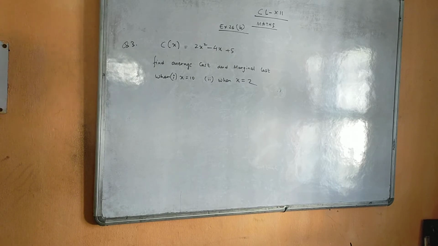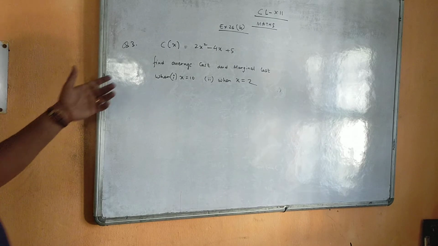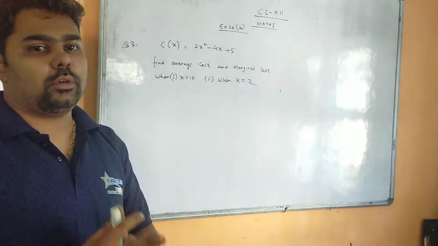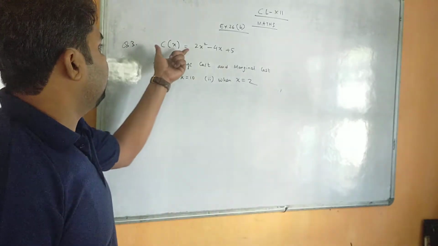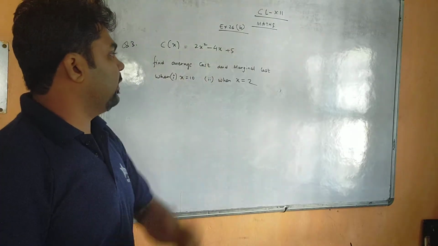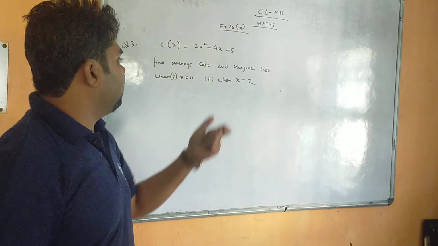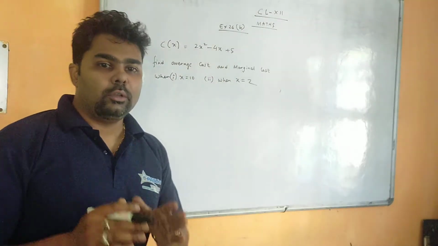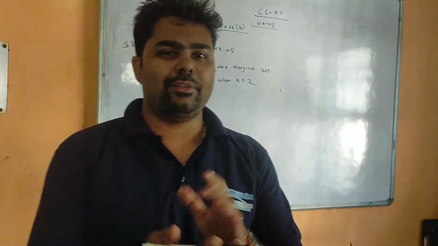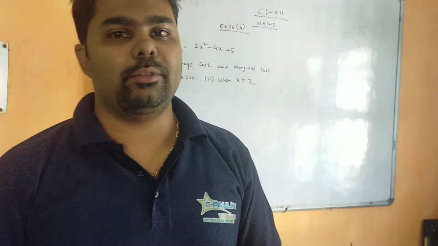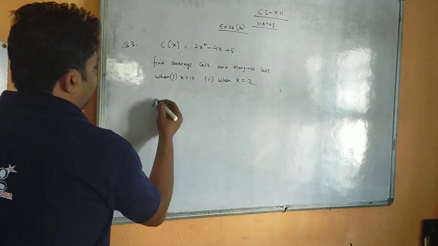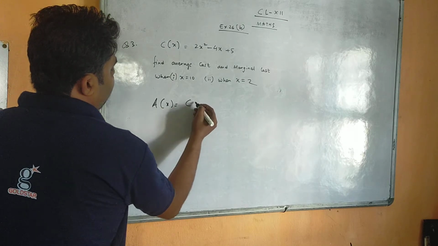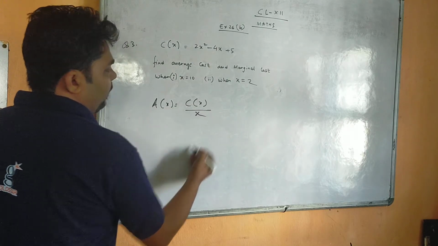For question number 3, the cost function is given in the question. That means the cost function of a firm is C(x) equals 2x squared minus 4x plus 5. Find average cost and marginal cost when x equals 10 and when x equals 2. Right? So as the cost function is given, we can easily find its average cost by dividing each and every term by x. Average cost is equal to C(x) by x. This formula we are using here.